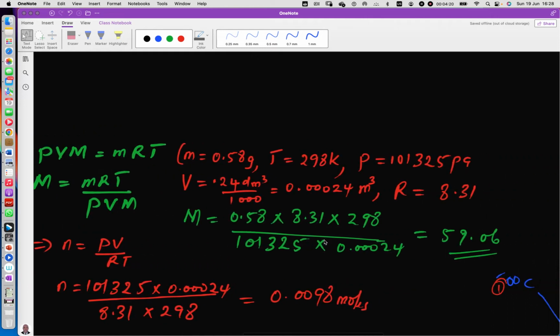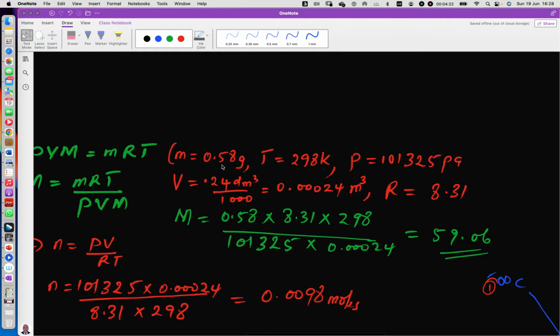So I said we need to convert. The mass has been given. We need to convert the temperature to Kelvin by adding 273. Then since 1 atmosphere was given, we need to convert it to Pascal, and 1 atmosphere is equal to 101,325 Pascal. The volume was given in dm cube, so we need to have it in m cube. So we divide 0.24 dm cube by 1,000 to have 0.00024 m cube.